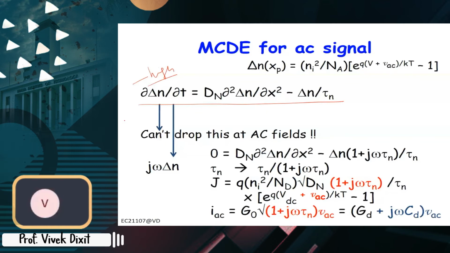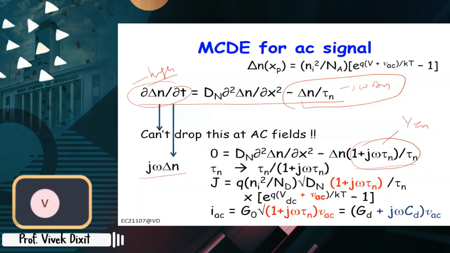And if you take it to the other side, this becomes minus delta n by tau minus j omega times delta n. And if you combine these two, you get basically (1 plus j omega tau) by tau. So 1 over tau is basically replaced by a factor (1 plus j omega tau) by tau. And when you take the square root, without this omega factor, you have, let's say, G naught times VAC. So G naught is basically the conductance.